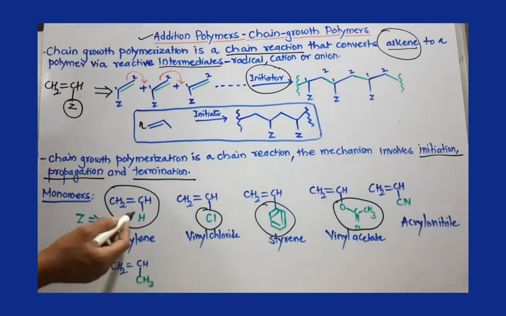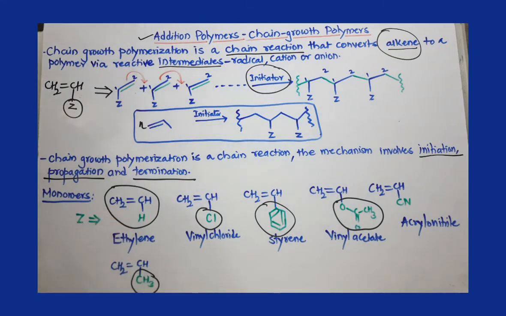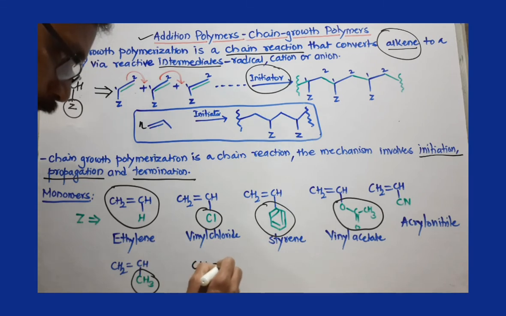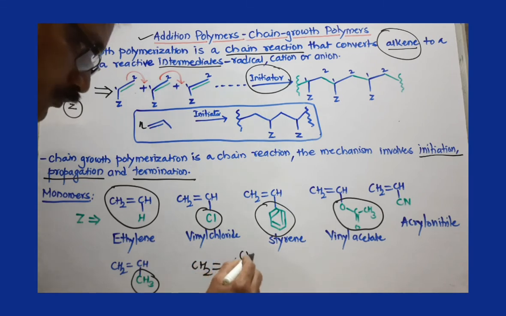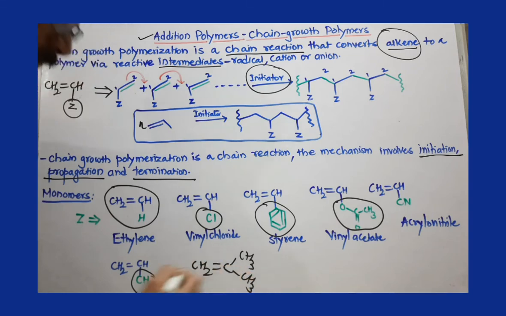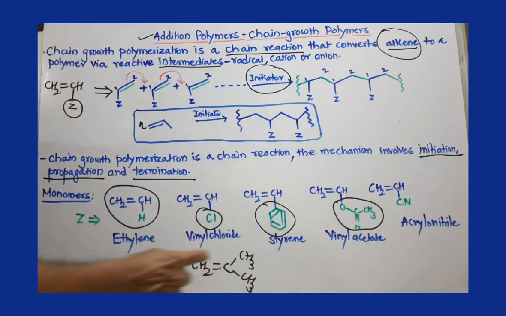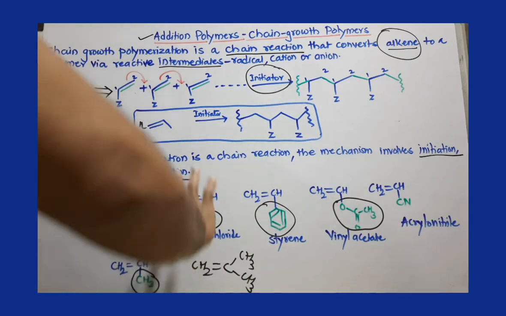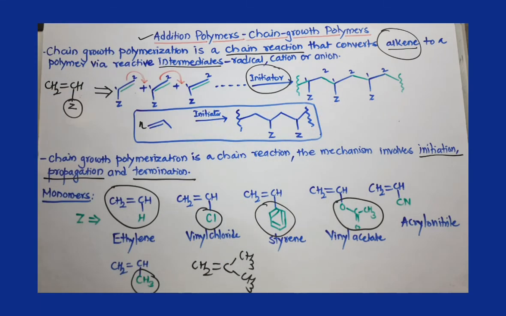Or you can replace hydrogen with CH3, we get propylene. In that case the polymer will be polypropylene. You can write even one more example. You can replace both hydrogens with methyl groups. So this is isobutylene, and we get polyisobutylene. So these are very popular monomers which are commonly used for addition polymerization or chain growth polymerization.